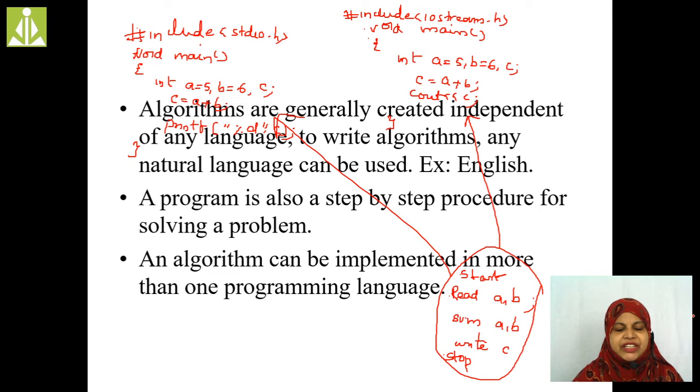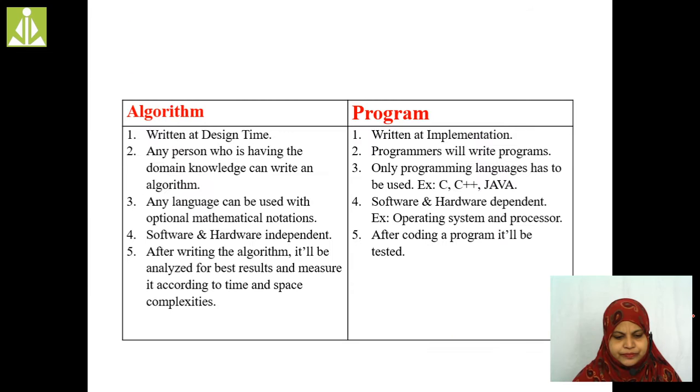At the end, an algorithm is a step-by-step process to perform a specific task, whereas a program is also a step-by-step process to perform a particular task. Whenever we write any program, we have to follow the rules of that particular programming language, whereas in an algorithm there is no need to follow any programming rules. See now the difference between the program and the algorithm.